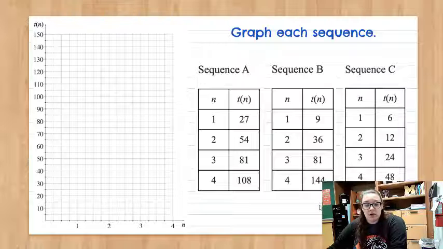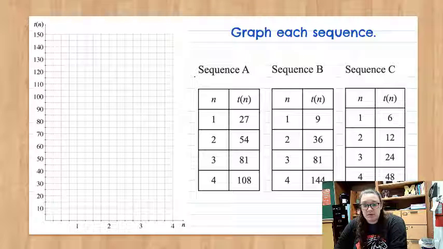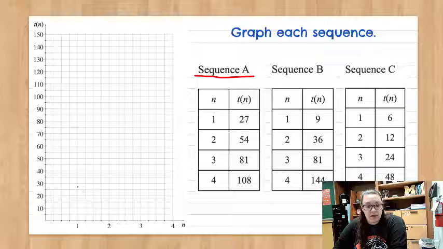So let's do that. We're going to graph each sequence and put it on this graph. So notice I have 1 through 4 here on the bottom. That corresponds to n. And then t of n on the left for the y-axis. I'm going to do them in 3 different colors. So sequence A, I'm going to do in red. So I've got a point at 1, 27. So 1, here's 27, here's 25. So a little bit more than that right there.